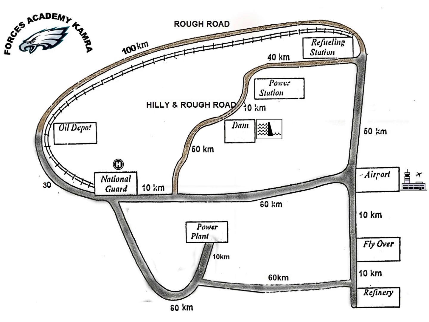Now let's talk about the number of guards that you need to deploy. As I already mentioned, the number of guards will be highly specific. All the important sites except the refueling station and flyover will be guarded by 10 guards. So your task is to deploy 10 guards on the oil depot, power plant, dam, power station, airport, and refinery. Obviously, you can see I have skipped two important sites, that is the refueling station and flyover.